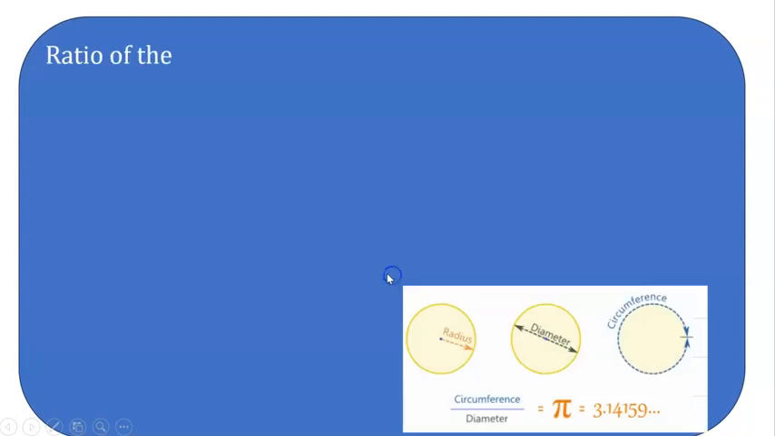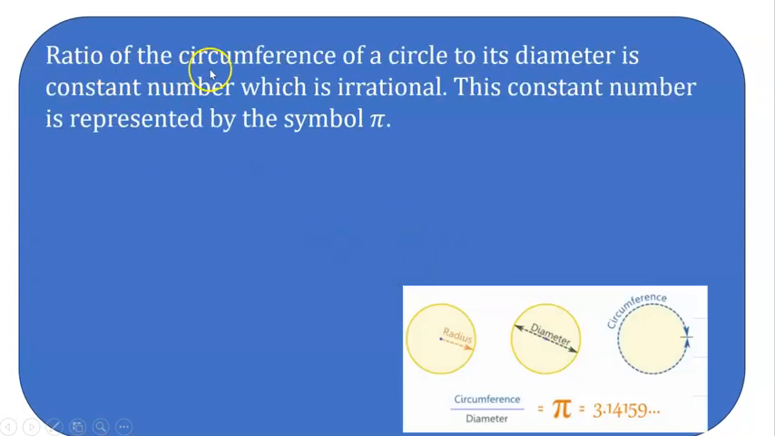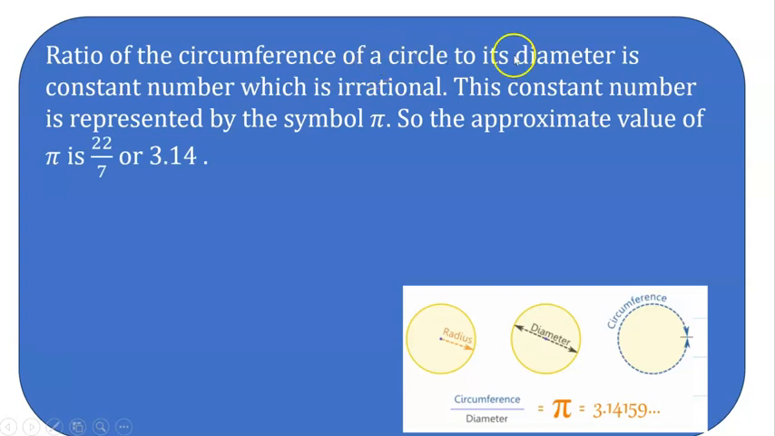Okay. Now next, the ratio of the circumference of a circle to its diameter is a constant number which is irrational. Now see this here. If you measure the circumference of the circle divided by the diameter, that is 2 into radius, then you will get the number pi. Okay. This constant number is represented by the symbol pi. So the approximate value of pi is 22 upon 7 or 3.14.